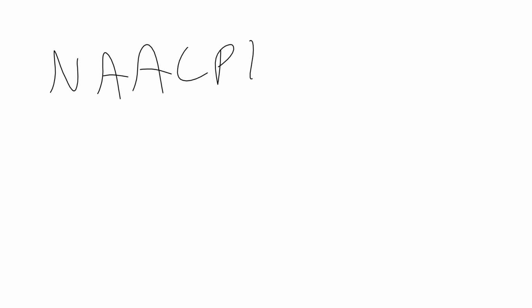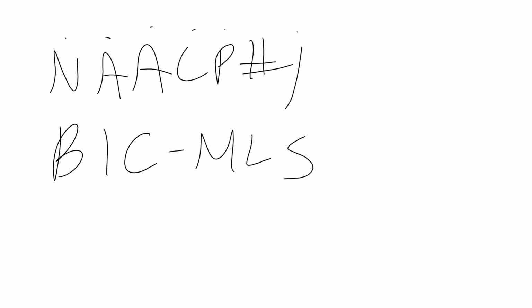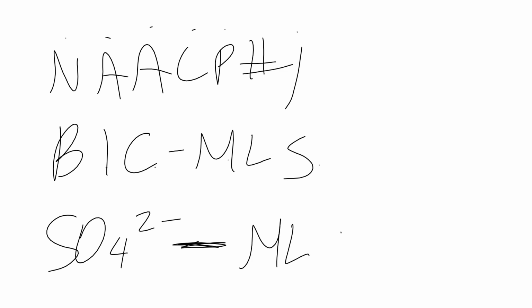All right, so that was just a video about a neat trick I learned to memorize the solubility rules. I'm going to write them out again if you just want to copy them off the screen. NAACP number 1: nitrates, acetates, ammonium compounds, chlorates, perchlorates, and group 1 metals. These are always soluble. BIC minus MLS: bromides, iodides, and chlorides are always soluble except when bonded to mercury, lead, or silver. And finally, sulfates are soluble except when bonded to mercury, lead, silver, or calcium, barium, and strontium.